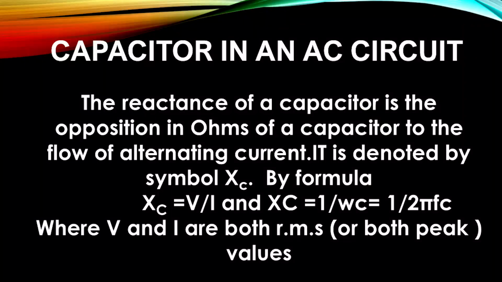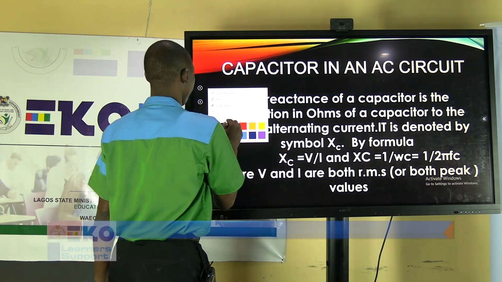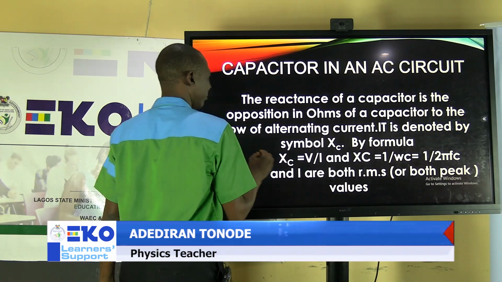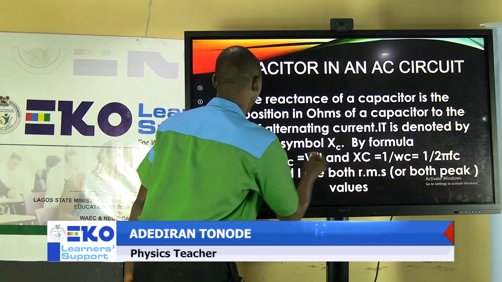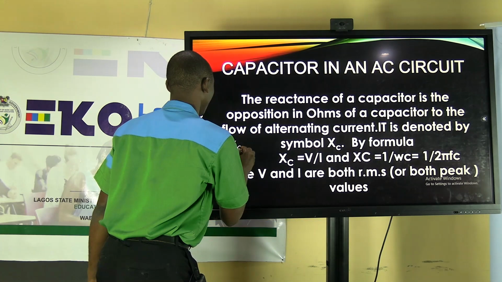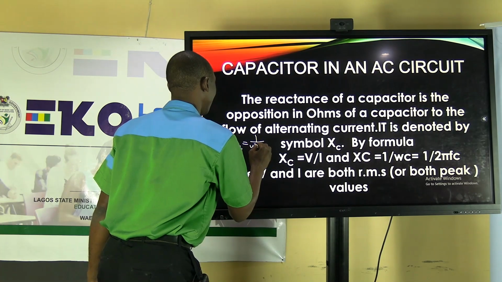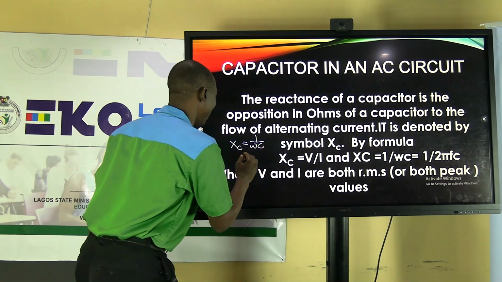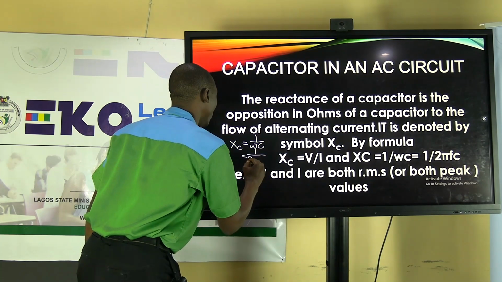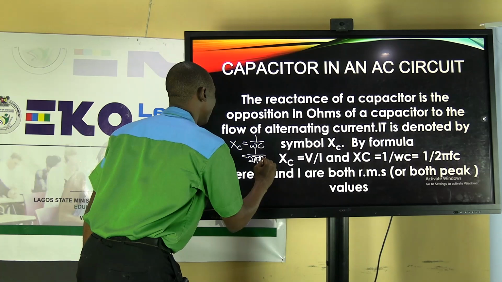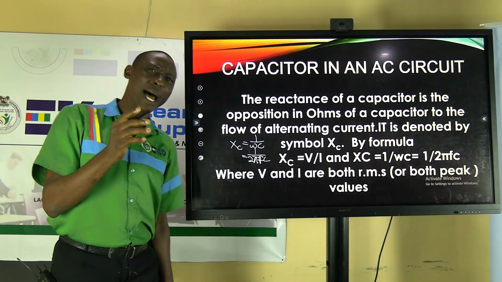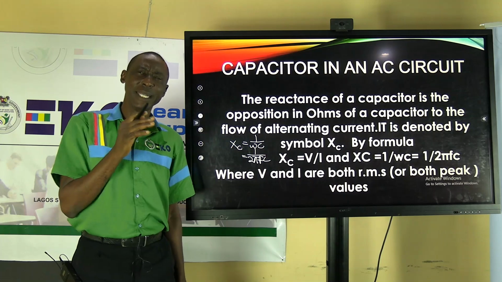So it is denoted with X subscript C. And by formula, X subscript C equals 1 over omega C, and our angular velocity is 2 pi f, so it becomes 1 over 2 pi f C.